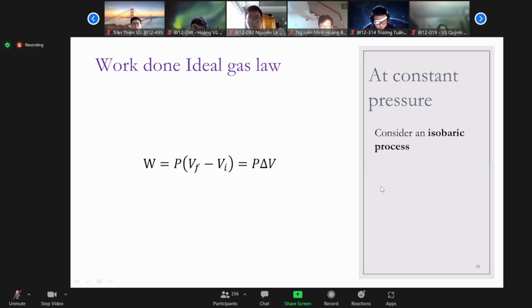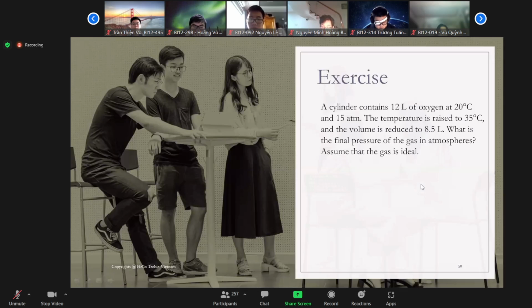Okay, so you remember the work done by an ideal gas at constant temperature, constant volume, and constant pressure. Now I give you 5 minutes or less to calculate it. Try to do it by yourself very quickly.